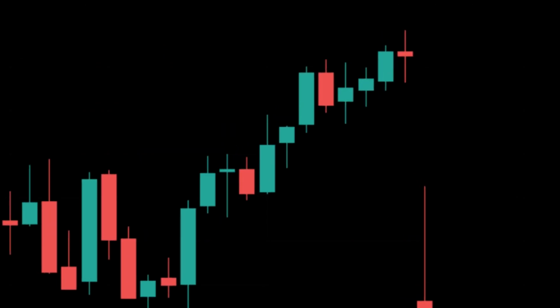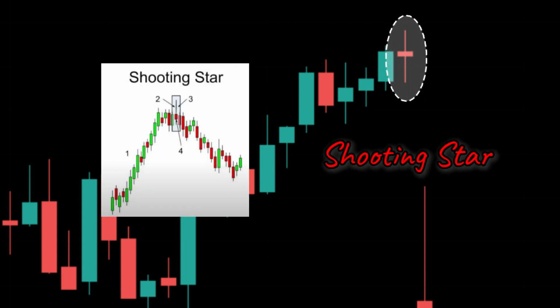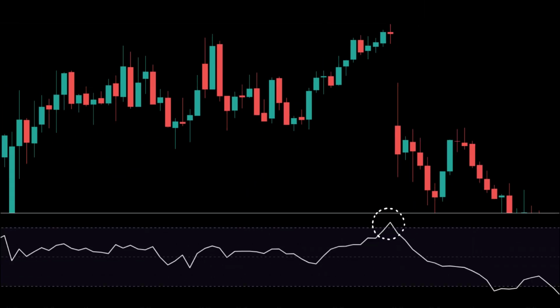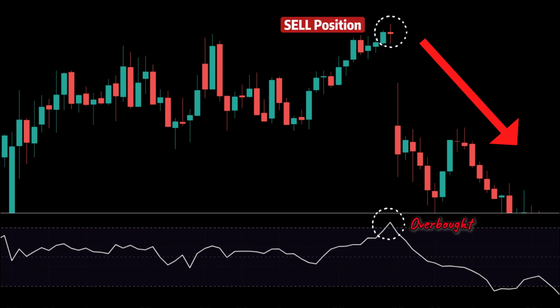If you know basic candlestick patterns, you will know that this is a shooting star, which is a bearish pattern. Also, the money flow index is at the overbought level, which further confirms that the price is heading towards the downside. So this is a good opportunity to sell out.